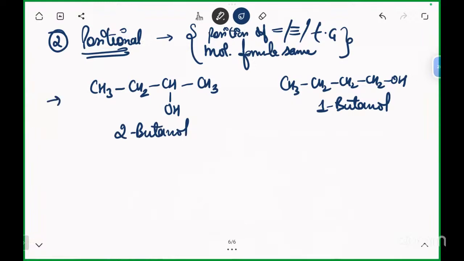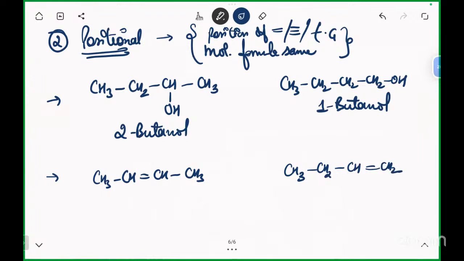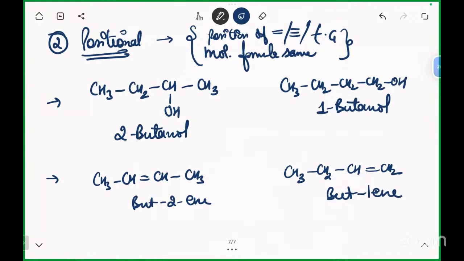One more example we can take is of a double bond: CH3, CH, double bond CH, single bond CH3. And one more isomer of this particular compound will be CH3, CH2, CH, double bond CH2. This is called but-2-ene. This is called but-1-ene. It means only the position of the double bond is changed. That's why they are called positional isomers.